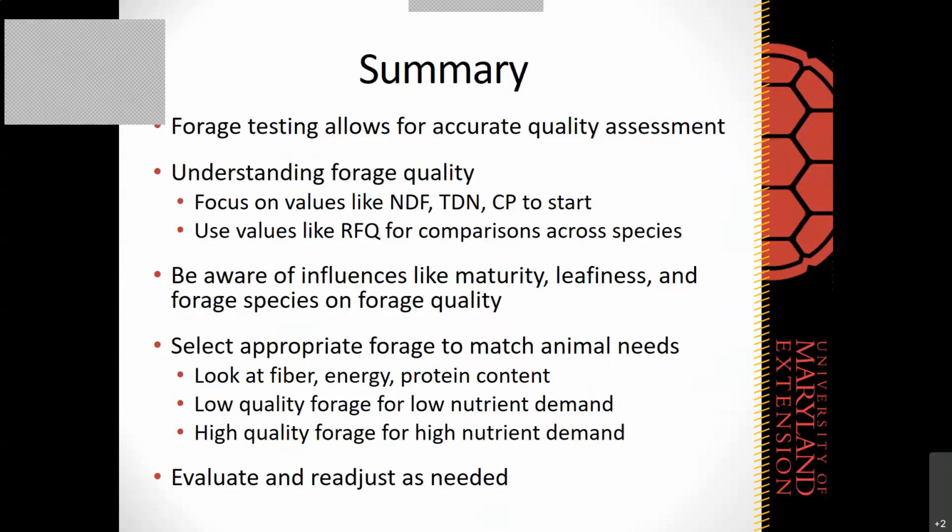Remember that there is a lot of different factors that influence this, you know, maturity, leafiness, forage species, all of those will play a role in that end forage quality. And what it comes down to is selecting an appropriate forage to match our animals' needs. So looking at those different values for fiber, energy, and protein, picking a lower quality forage for animals that have a lower nutrient demand and a higher quality forage for animals that have a higher nutrient demand.